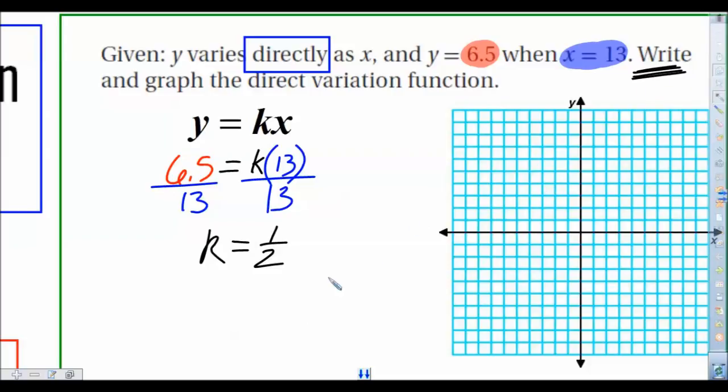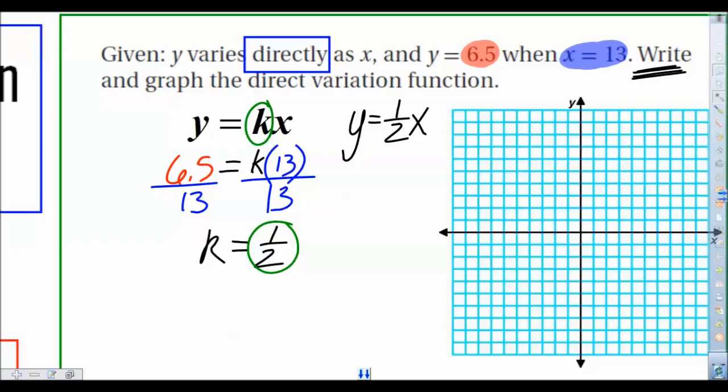our direct variation equation. The key to writing a direct variation equation is to take that k value and substitute it right in there and keep y and x as letters. So it's going to look just like this. Y equals 1/2 times x.